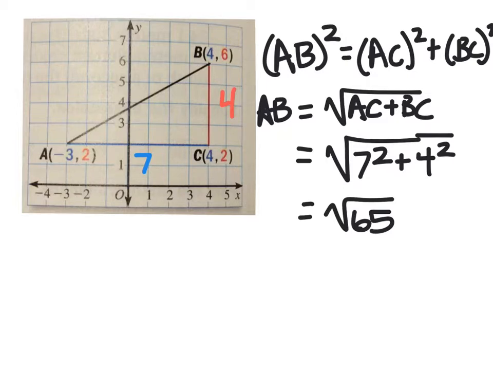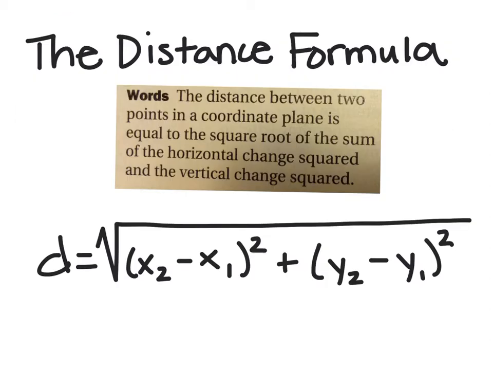So this example suggests that a formula does exist for finding the distance between any two points in a plane. We call this the distance formula. In words, the distance formula is defined as this. The distance between 2 points in a coordinate plane is equal to the square root of the sum of the horizontal change squared and the vertical change squared. In algebra form, we'd write that as d equals the square root of (x2 minus x1) squared plus (y2 minus y1) squared.